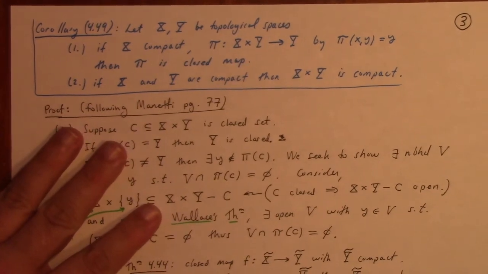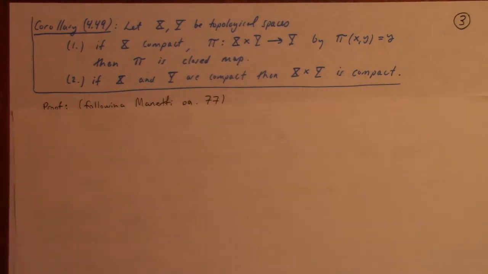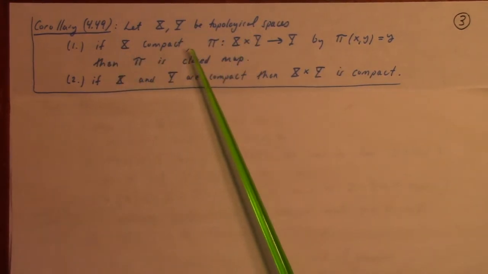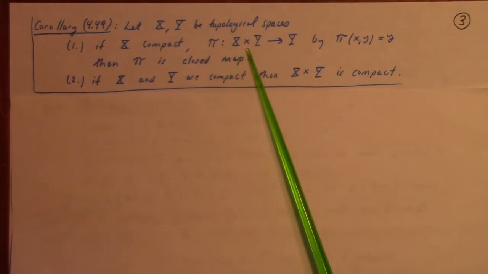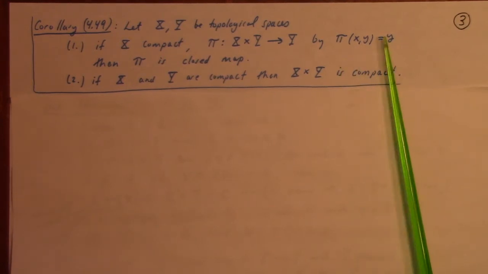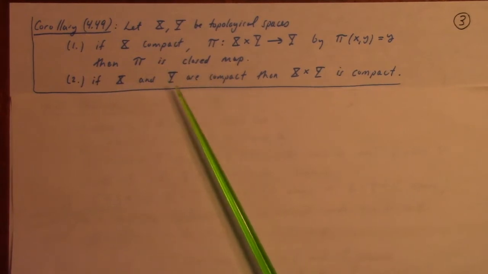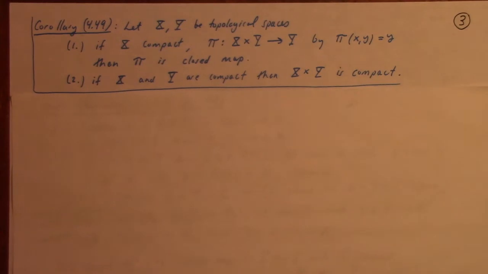Let's see here. Corollary 4.49. Let X and Y be topological spaces. If X is compact and pi is the projection onto the second component of X cross Y, defined by pi of (x, y) equal to y, then pi is a closed map. If X and Y are compact, then X cross Y is compact.